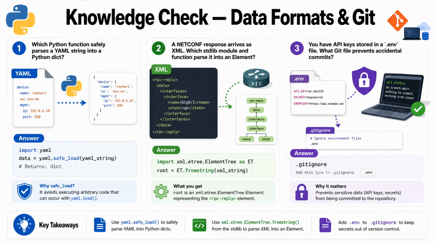You add the line .env to .gitignore, and from that point on, Git completely ignores that file. It won't appear in git status, it won't be staged by git add, and it will never appear in a commit. If your .env file ever does end up committed to a public repository, rotate every credential in it immediately. Bots scan GitHub for exposed credentials within minutes.